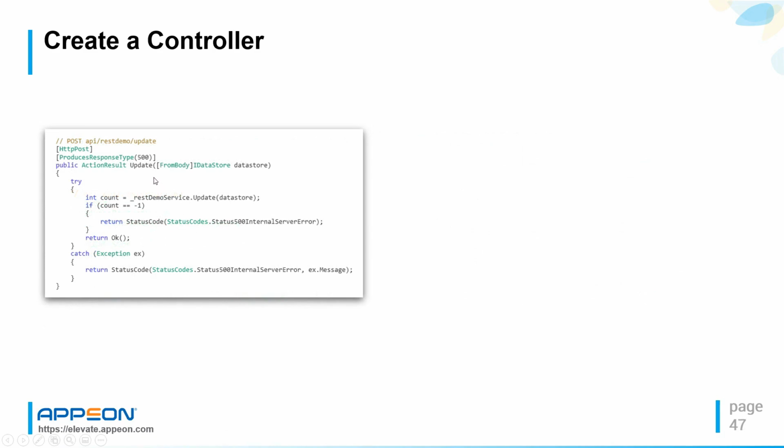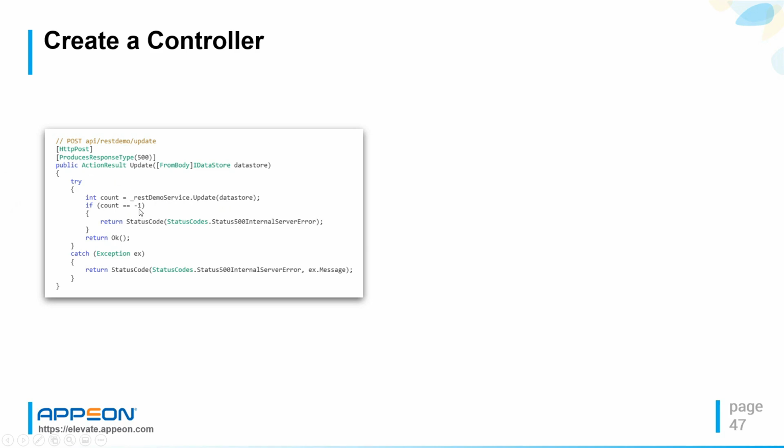Now this is the update method. Same thing. I'm going to add this produces response type 500 here as an attribute. I'm going to change the argument here to iData store. Now this is where I do need the metadata, and so I will be taking in an iData store on the controller. What I'm going to do then is just declare a local variable that takes the return back from the service method call, and so I just call the service, passing in the data store.